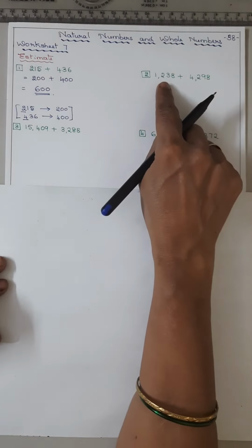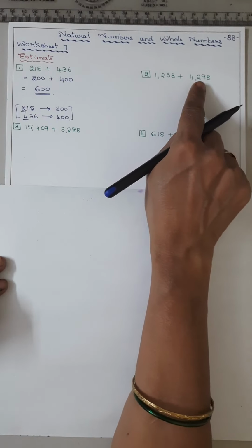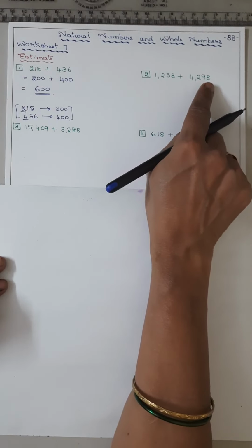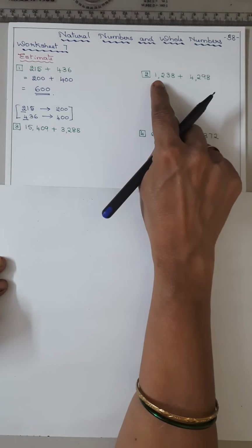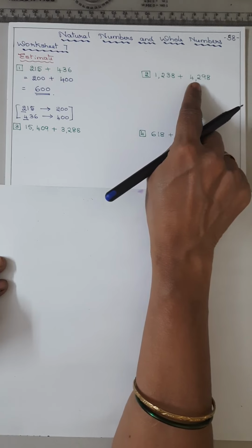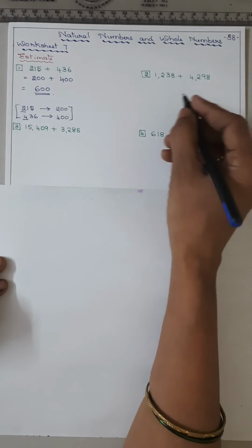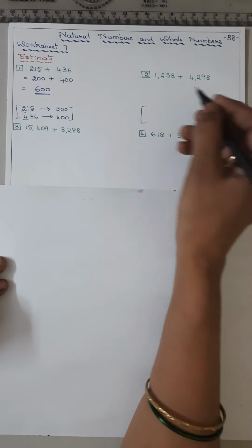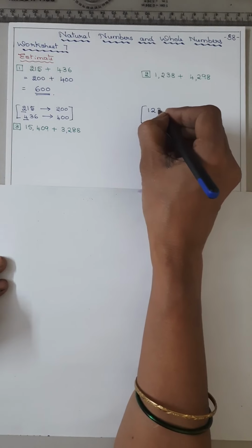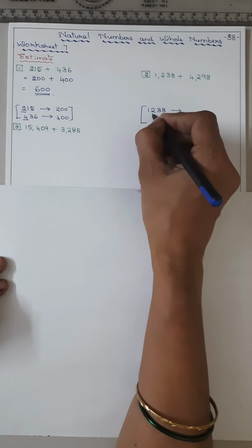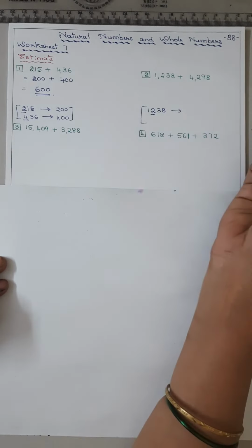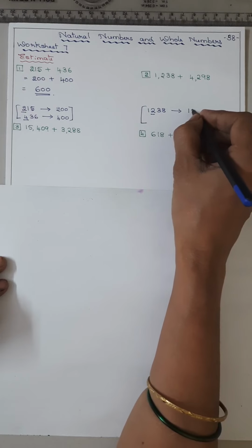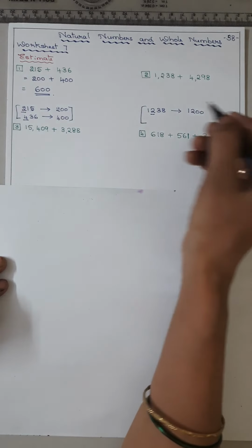Now 1238 and 4298. The thousands place is 1 here and the thousands place is 4 here. So you round off to hundreds only. Okay. So 1238. Underline the hundreds place. To the right of it, it is 3. So it will be how much? It is 1200.